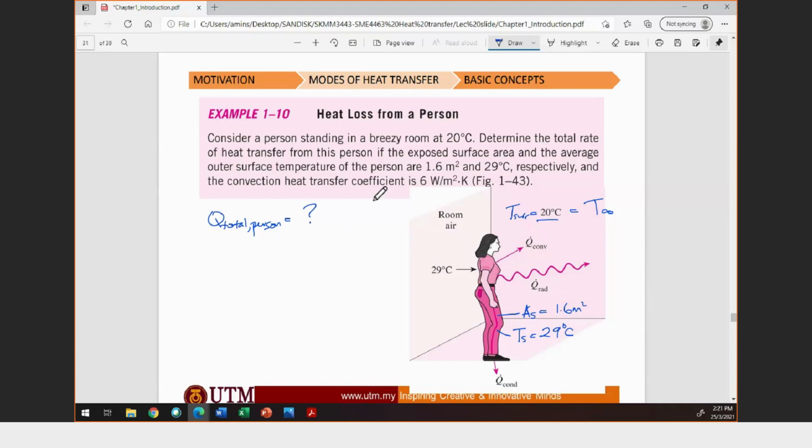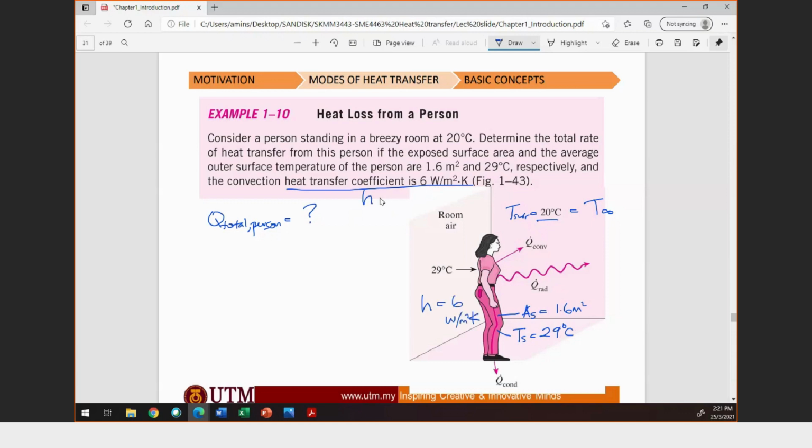And the convective heat transfer coefficient is 6. So they give the H. What is the H here? So this is the H value. Okay, so H is equal to 6 watts per meter squared Kelvin.